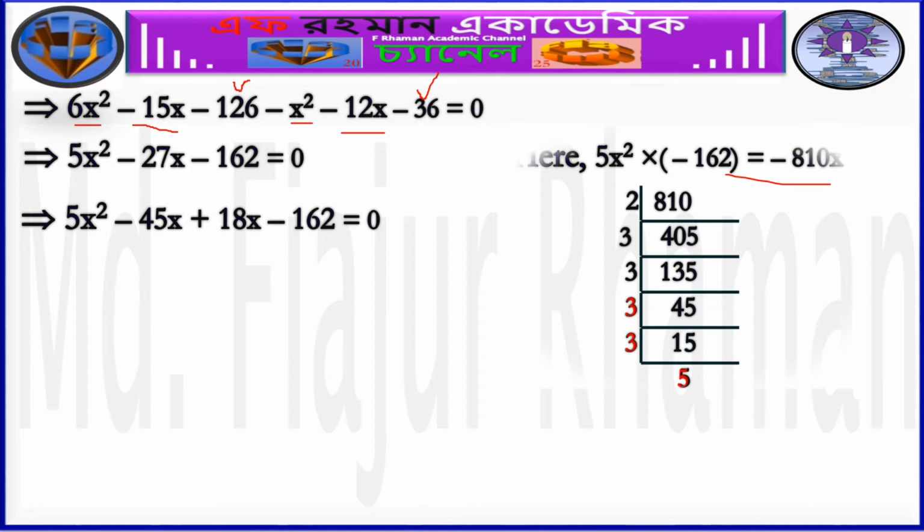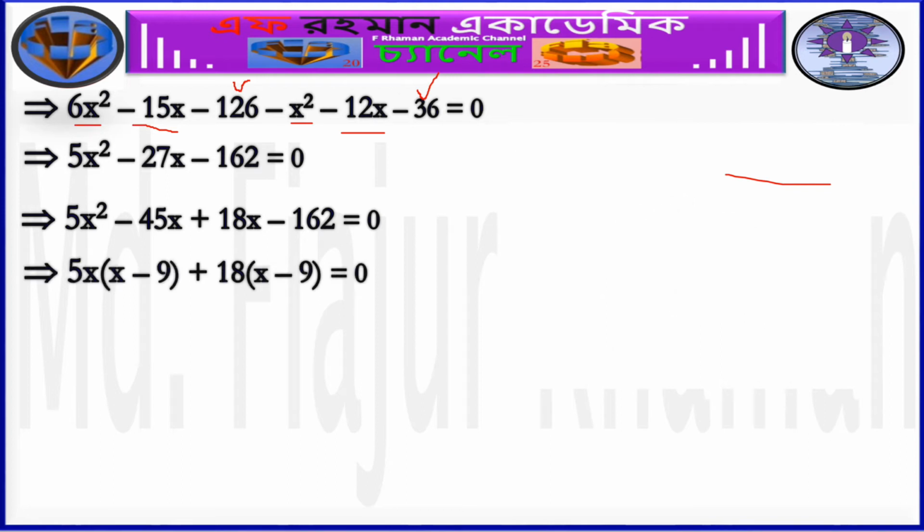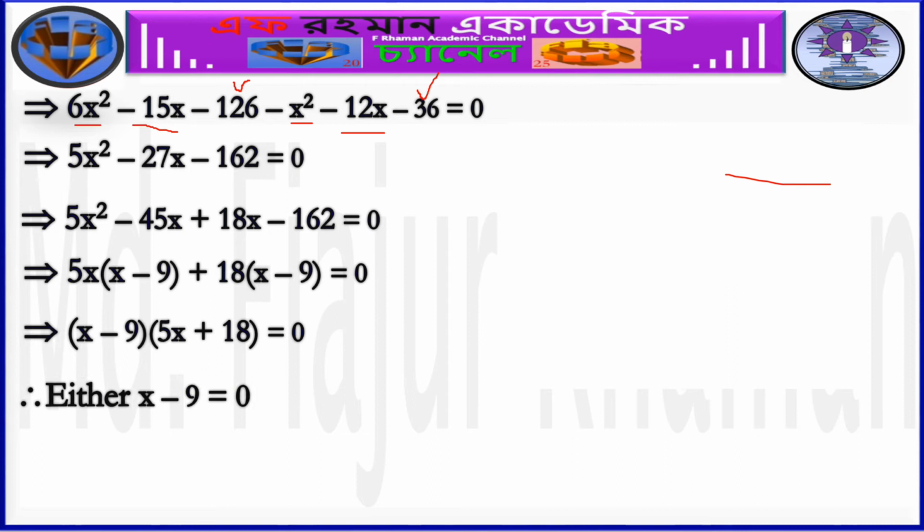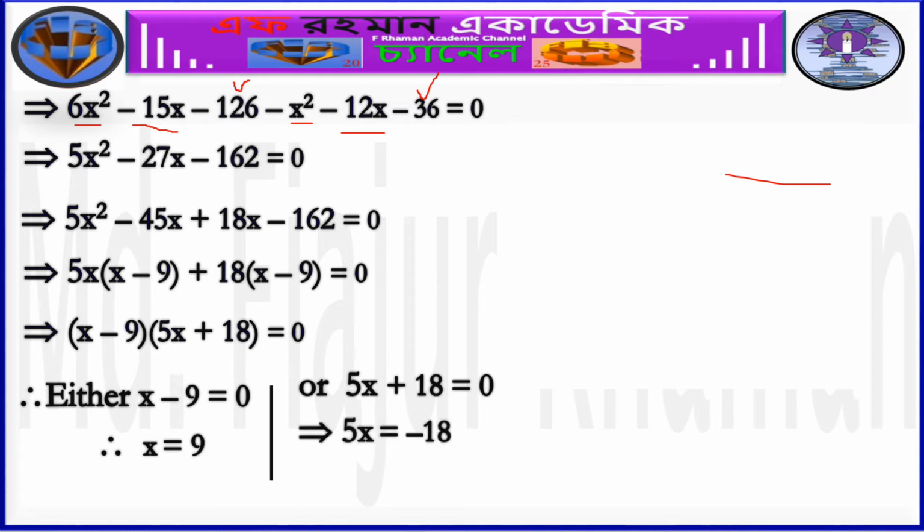This equation implies that 5x into x minus 9 plus 18 into x minus 9 is equal to 0. Taking x minus 9 again common, this equation implies that x minus 9 into 5x plus 18 is equal to 0. Since the product of two factors is 0, therefore either x minus 9 is equal to 0, therefore x is equal to 9, or 5x plus 18 is equal to 0, implies that 5x is equal to minus 18, therefore x is equal to minus 18 by 5. Both these values of x should be verified in the original equation.